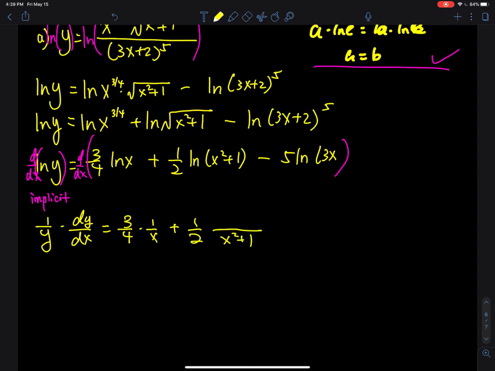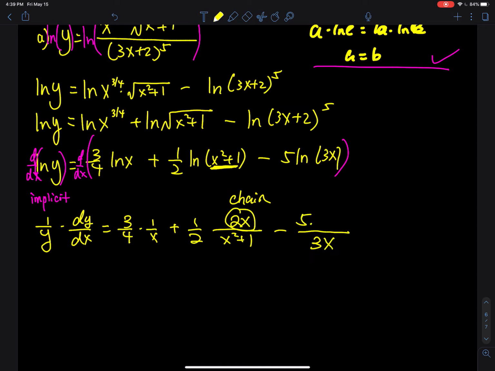You bring that to the denominator immediately, and then using chain rule, you take the derivative of x squared plus 1, which is equal to 2x. So this is by a chain rule. And then minus, you bring the 3x to the denominator. This is a 5, right?